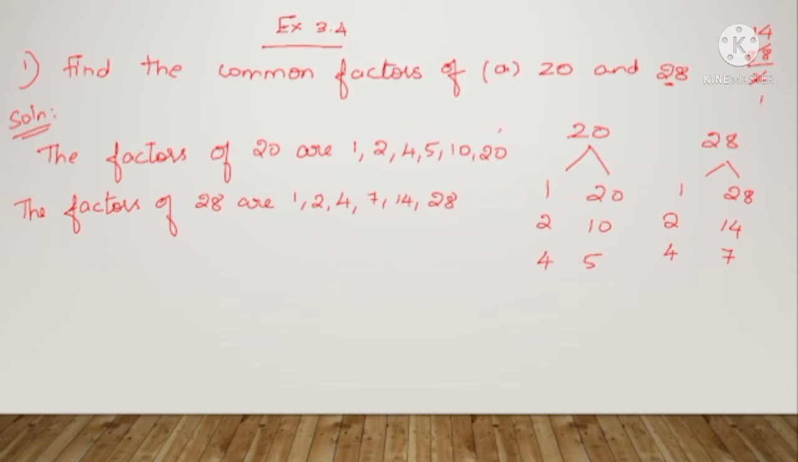Now we have to choose the common factors which are present in both the numbers. So can you guess what the numbers are? 1, 2, 4, and then no others, isn't it? Therefore, what is the answer? The common factors are 1, 2, and 4. So this is the answer for subdivision A.